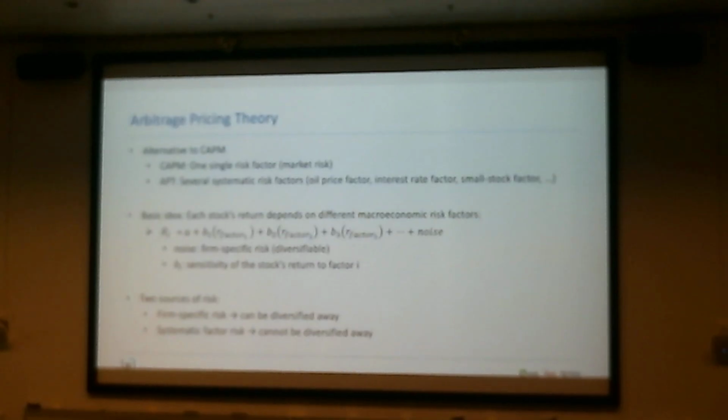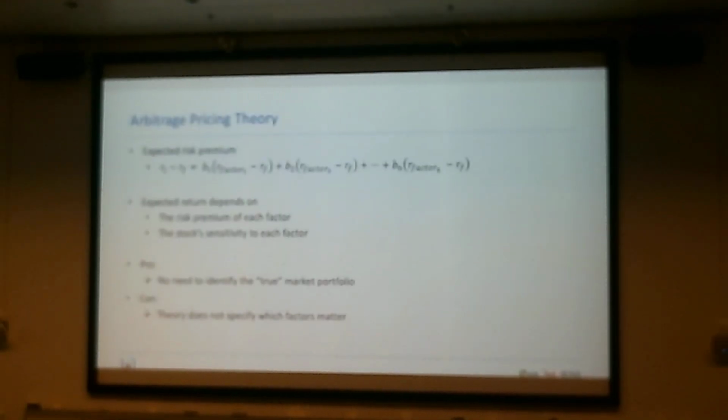But this theory still assumes we have two sources of risk. This is common basically to all the theories. We have firm-specific risk that can be diversified away, and then we have the systematic factor risk that cannot be diversified away. So this still holds here. This is like a general rule, if you want.